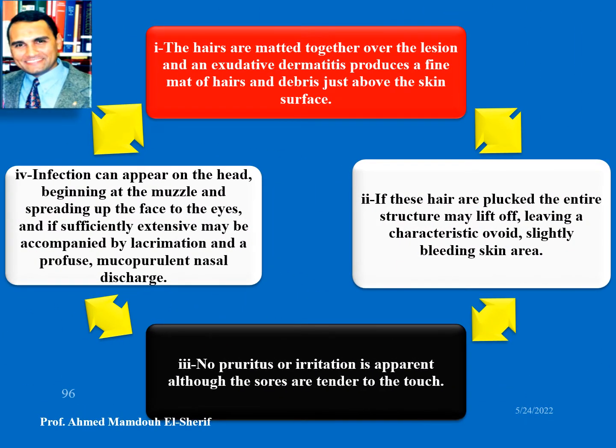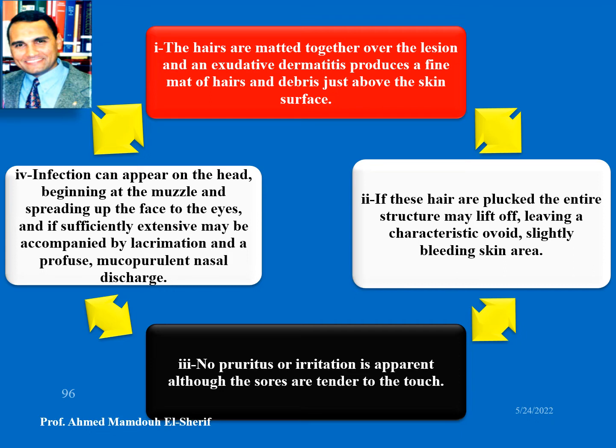Dermatophilosis lesions in equines are characterized by hairs matted together over the lesion, and an extensive dermatitis produces a fine mat of hairs and debris just above the skin surface. If this hair is plucked, the entire structure comes off, leaving a characteristic ovoid, slightly bleeding skin area. No pruritus or irritation is apparent, although the sores are tender to the touch.